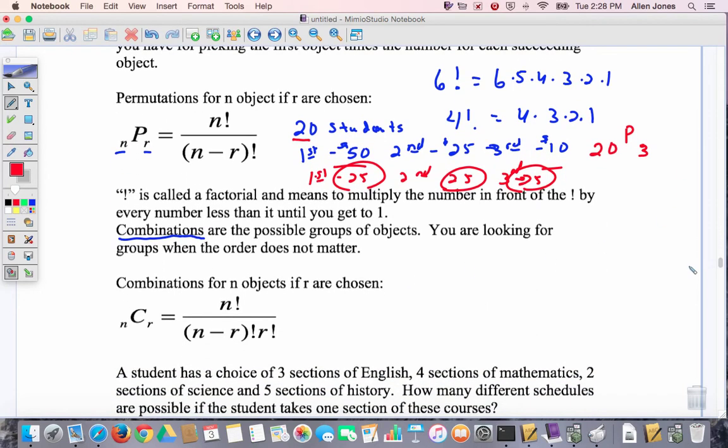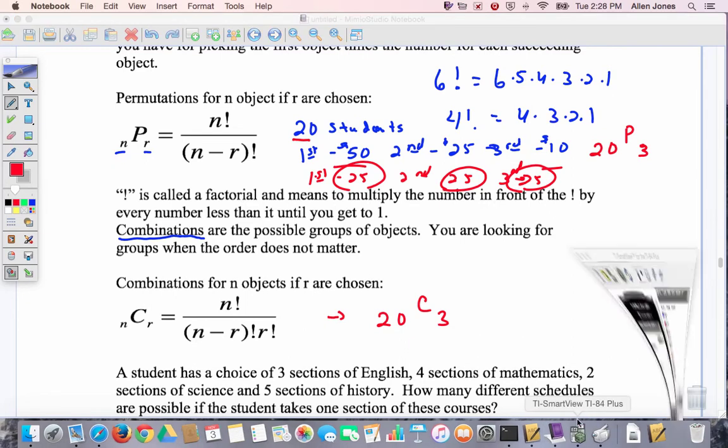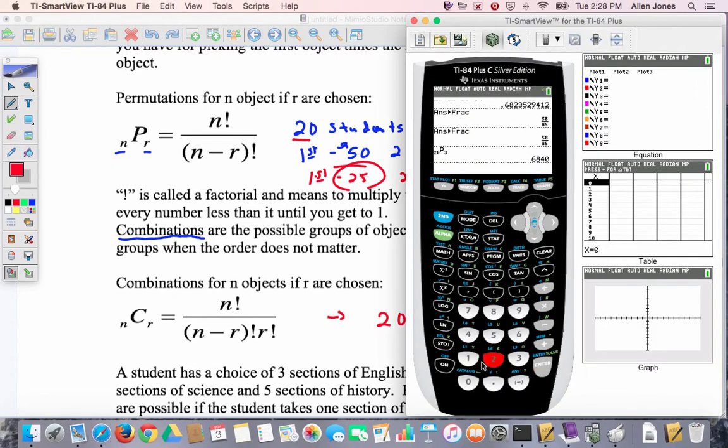The formula itself is right over here: n factorial over n minus r factorial times r factorial. And again, there is a function on the calculator that makes this simpler. 20 people to choose from, it's a combination, and we're going to select 3. So I'm going to show you that as well.